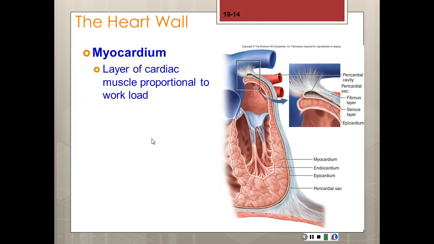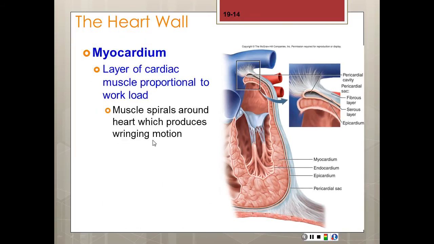The myocardium is between the other 2 layers. So that's this right here. This is my myocardium. And it's composed of cardiac muscle and is the thickest layer. It performs the work of the heart. Now, its thickness varies from one heart chamber to another and is proportional to the workload.